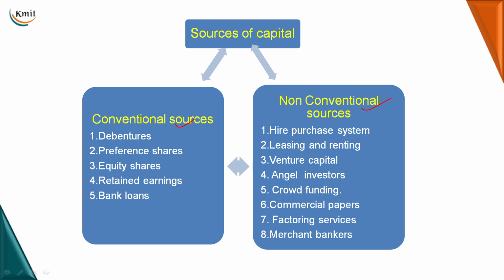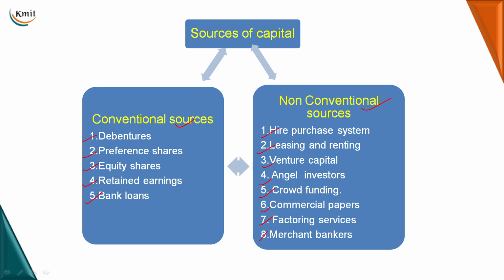Conventional sources are those sources which are structured and which are traditional financial institutions specially set in the market to deliver those services to companies. And non-conventional sources are outside the traditional avenues of equity and debt financing, and these sources are innovative and unconventional in nature. Conventional sources include debentures, preference shares, equity shares, retained earnings, and bank loans. Non-conventional sources include hire purchase system, leasing and renting, venture capital, angel investors, crowdfunding, commercial papers, factor servicing, and merchant bankers.